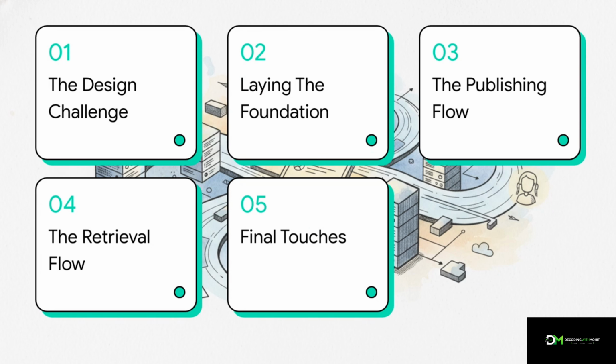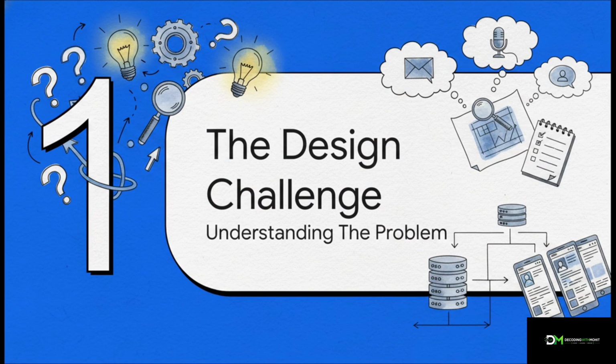Okay, so here's our roadmap for today. First, we'll define the challenge, figure out what we're actually building. Then we'll lay out the big picture foundation. After that, we're going to dive deep into the two core mechanics, the publishing flow, that's creating posts, and the retrieval flow, which is viewing them. And finally, we'll wrap it all up by looking at the tough choices, the trade-offs, and how we can make our design even stronger.